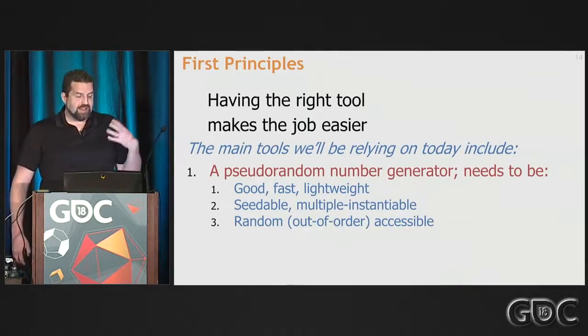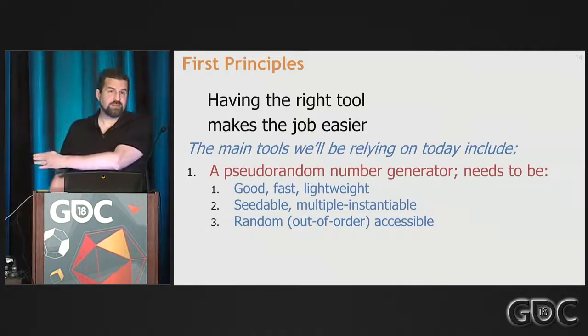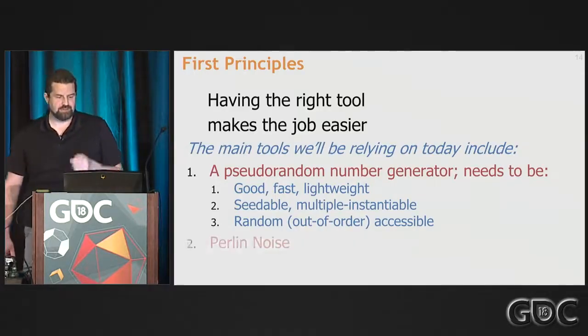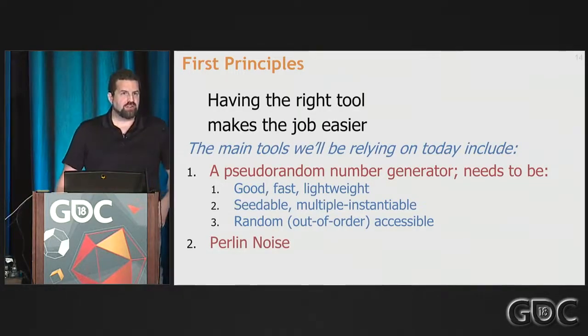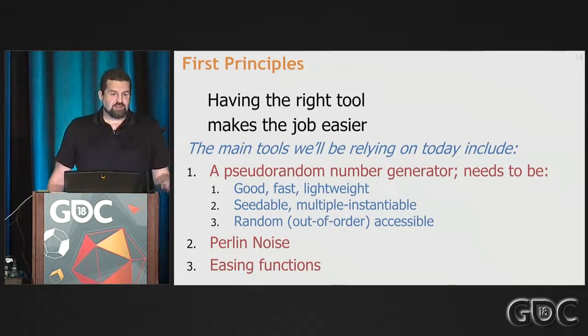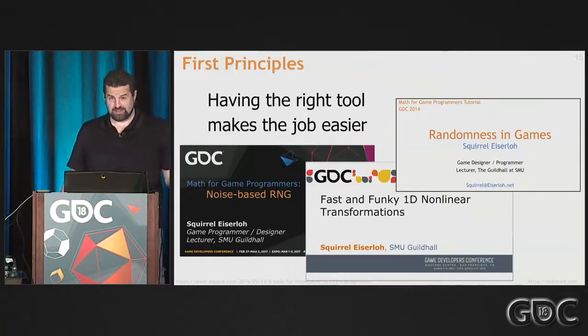It needs to be ideally random, out of order accessible, meaning you should be able to jump forward in the random sequence of numbers or jump back, which something like Rand or even Mersenne Twister can't do. We're going to use Perlin noise. Hopefully you're at least vaguely aware of that or familiar with it. And some easing functions. And if you're not up on any of these, you should be fine to survive these talks today.